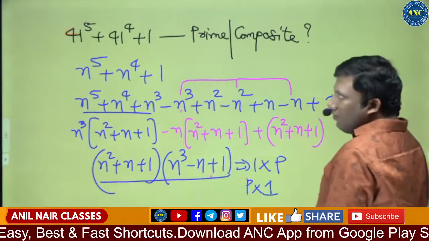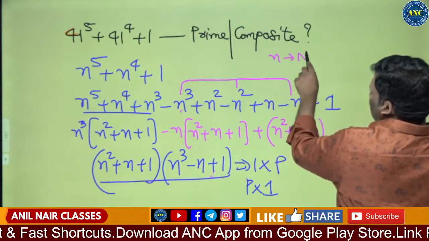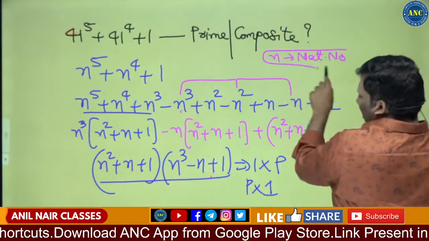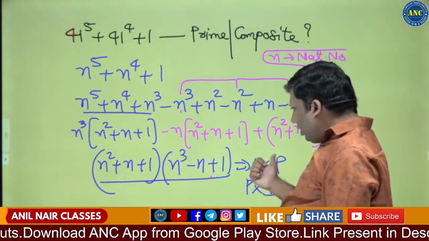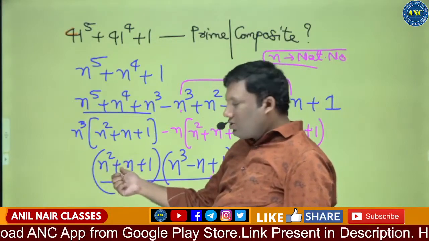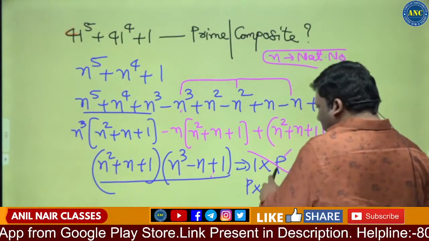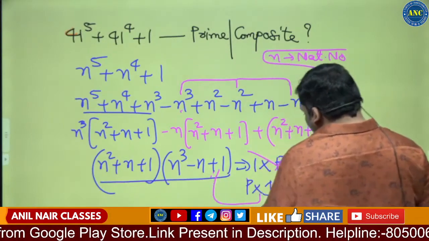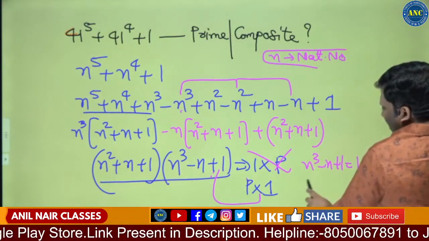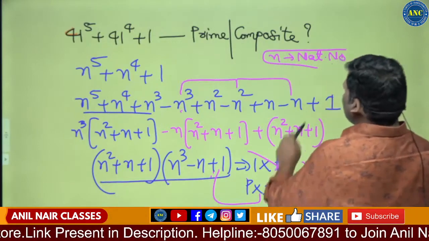Just check it out. What is n here? n is a natural number. For 1 into p, take n square plus n plus 1. The minimum value of n is 1, giving 1 plus 1 plus 1, which is 3. It cannot take 1 into p. If I take n cube minus n plus 1 and it is 1, that means n will become 0. But the question says n is a natural number.